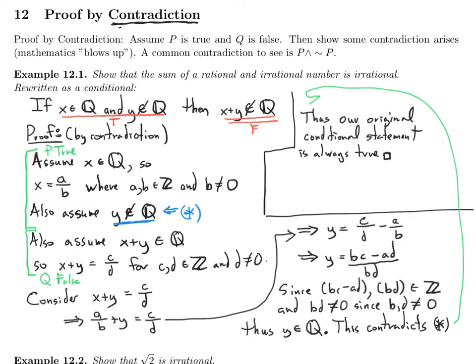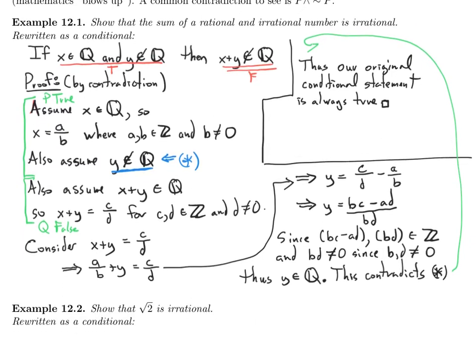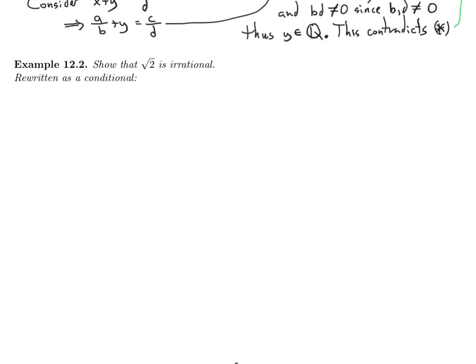Let's look at one more example. This is kind of the classic one. So we want to show that square root 2 is irrational. Now, you could write this as a conditional. So I could write, if n is indeed the square root of 2, then n is irrational. That's kind of making this statement into a conditional, no problem.